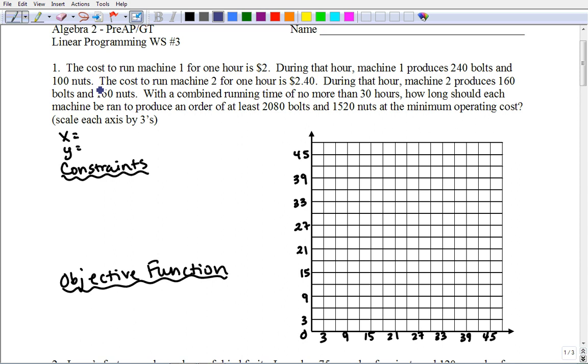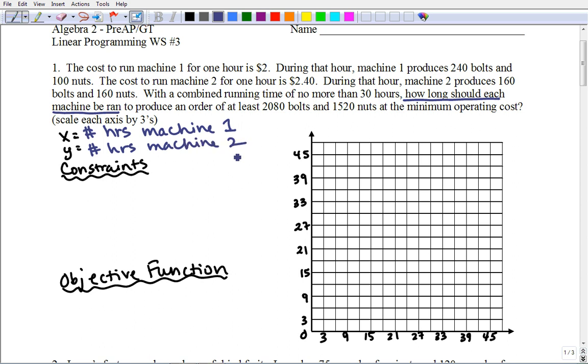Scale each axis by 3, which I have already done here. So don't forget, your x and y, your variables, should answer the question, which here is how long should each machine be run. So we'll say that x will be the number of hours for machine 1, and y will be the number of hours for machine 2.